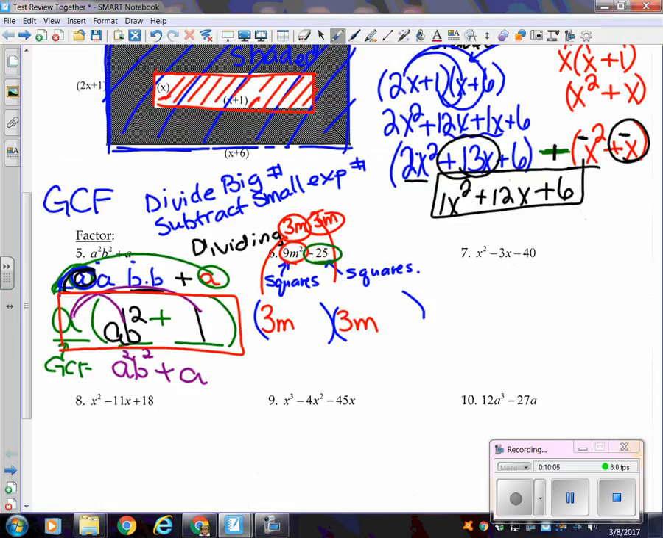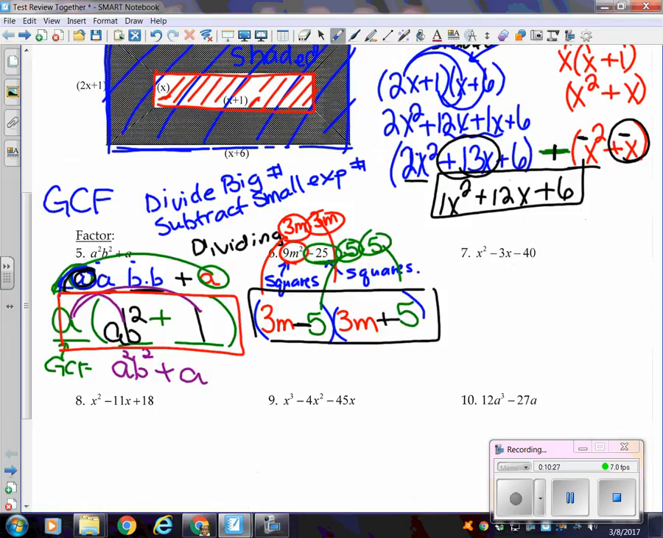How do I break up, or how do I factor 25? It has to be the same thing times the same thing, and that's a 5. So one 5 goes in the first, the other 5 goes in the second. I do not have a middle term. This is the one where you just have to remember that these two parentheses are almost the same thing, but one's minus and one's plus.